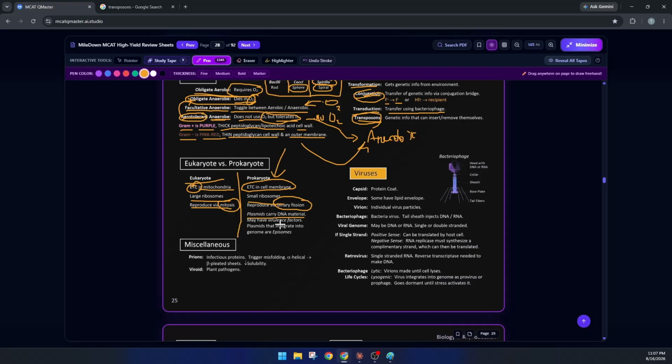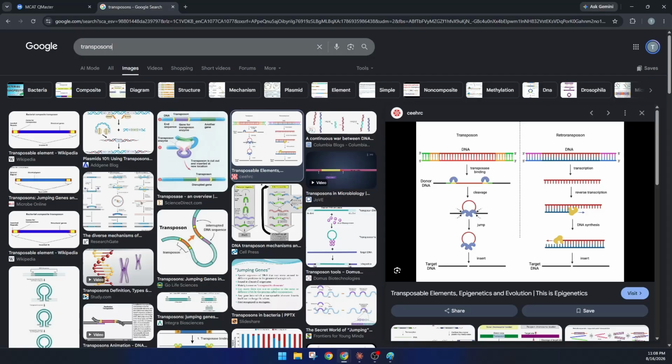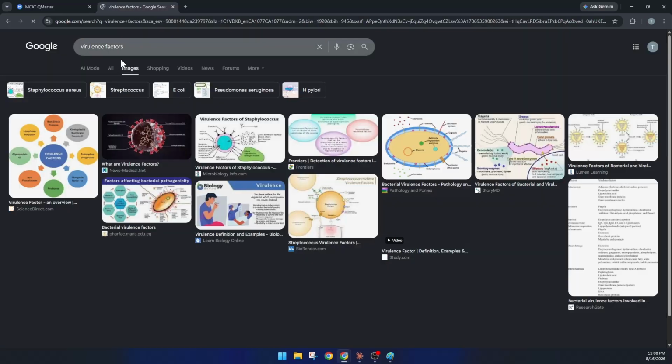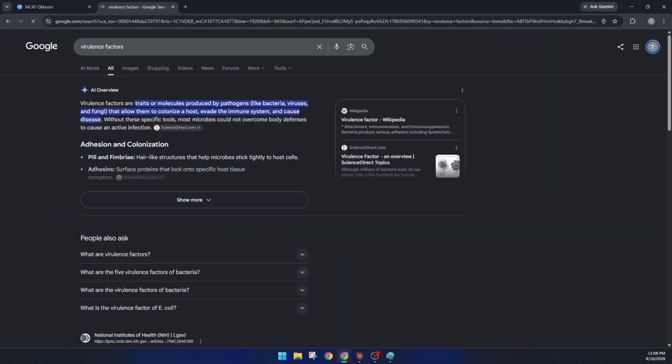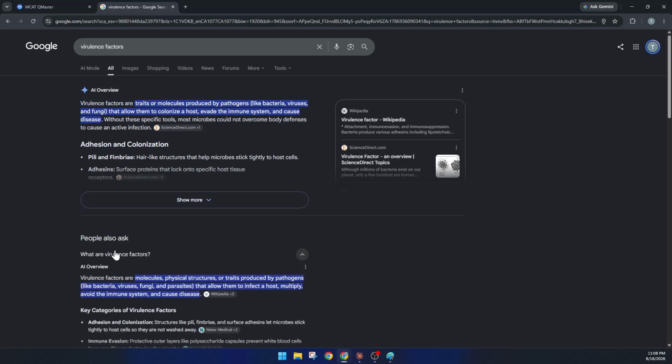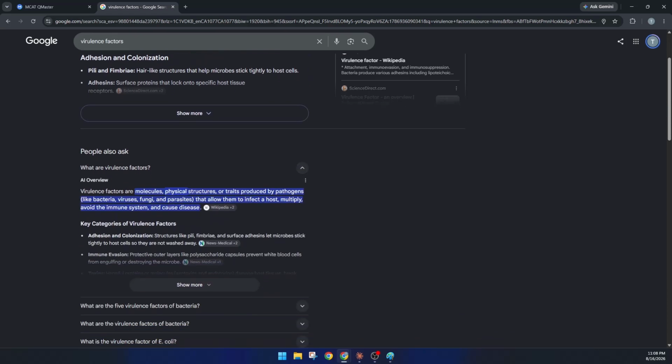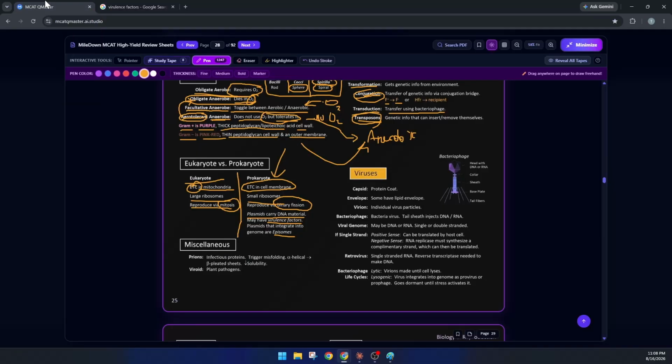Plasmids may carry DNA materials, and they have virulence factors. Plasmids that integrate into the genome are episomes. So we need to define virulence factors. I'll do it in a very definitive manner. Virulence factors are traits or molecules produced by pathogens that allow them to colonize a host, evade the immune system, and cause disease. Basically, they're molecules and physical structure traits produced by pathogens, so bad things like bacteria, viruses, fungi, and parasites, that allow them to affect a host, multiply, and cause disease.